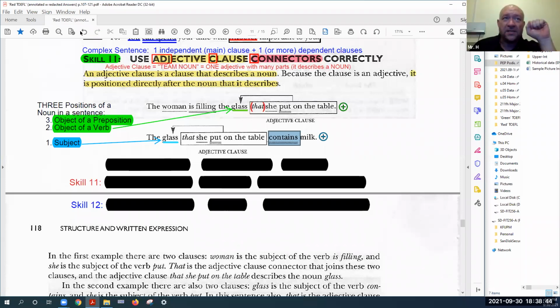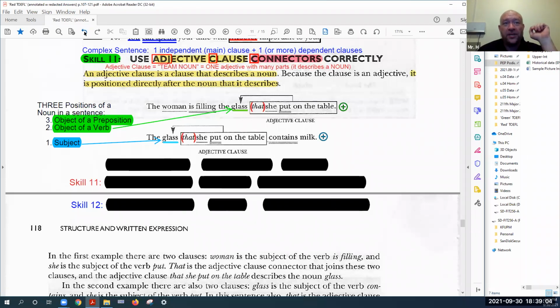It is. Because it's optional, I'm going to put parentheses. You see? Say it again without the connector. The glass that she put on the table contains milk. Very good. Okay. All right. So let's move on.